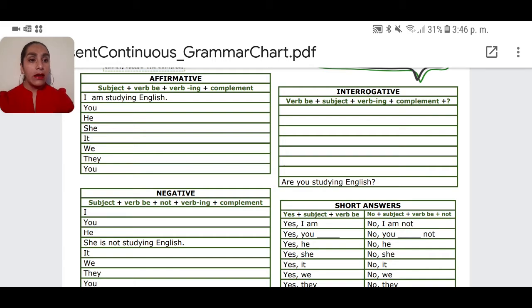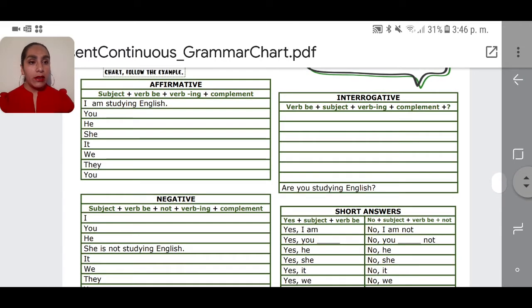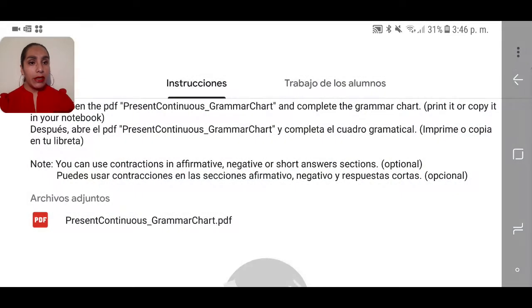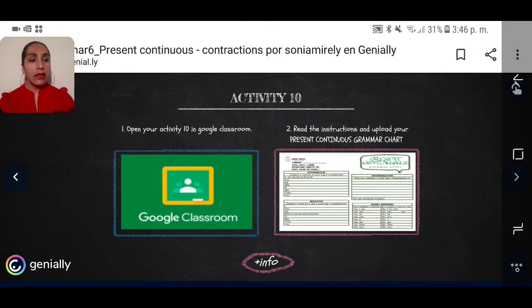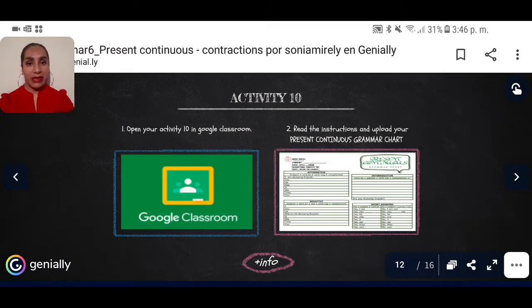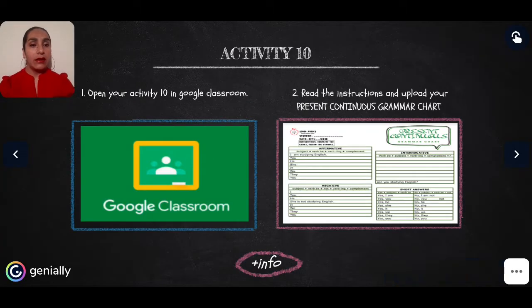¿Okay? Ese documento lo pueden imprimir o lo pueden copiar en su libreta. No hay problema. Cualquiera de las dos opciones y me suben su evidencia de que completaron su cuadro gramatical de presente continuo. Okay, that's activity number 10. Ya es la última de este parcial, okay?